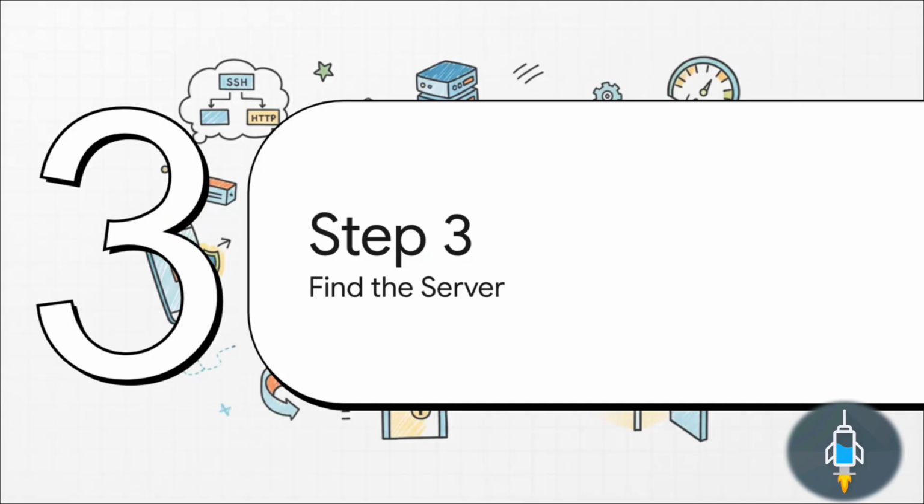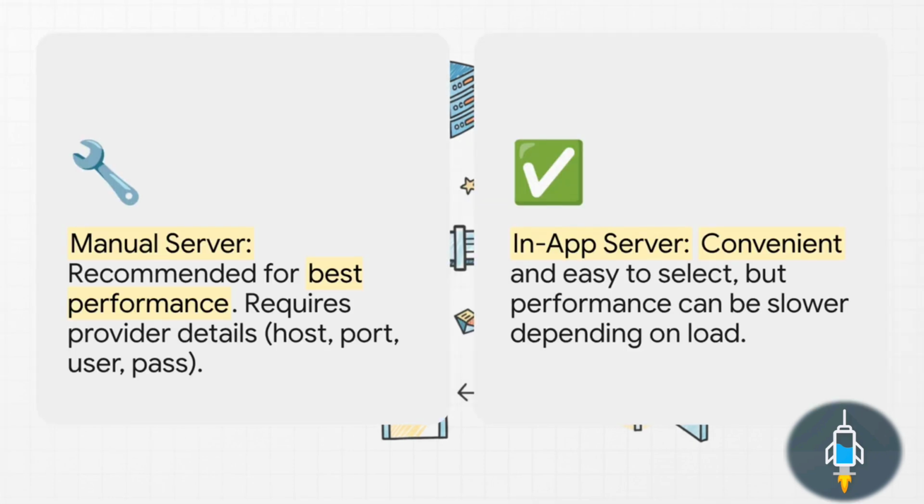All right, our key is perfectly crafted. It has the right model, the right pattern, but here's the thing. A key is totally useless if you don't have a door to unlock, right? So our next step is to find that door, which in our world is an SSH server. And this is where you have a choice to make, a fork in the road, really. On one hand, you can find your own server details, the host, port, username, all that stuff, and pop them in manually. This is the way to go for the absolute best performance. On the other hand, you can use one of the ready-made servers that are already built into the app. It's definitely more convenient, but your speed might take a hit depending on how busy that server is.